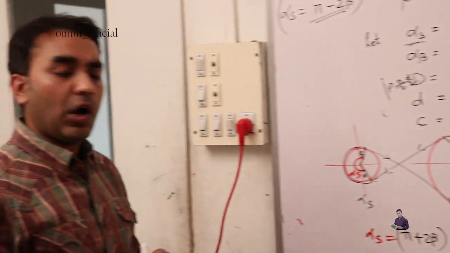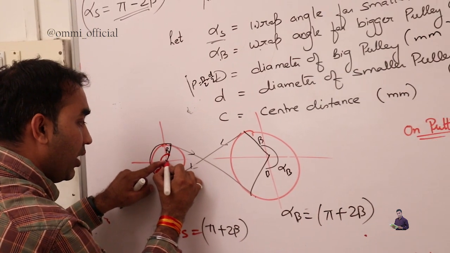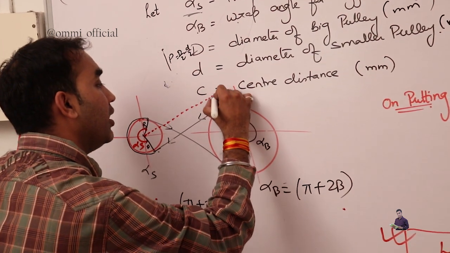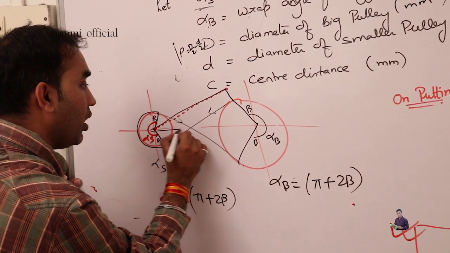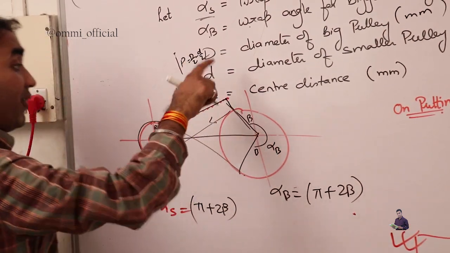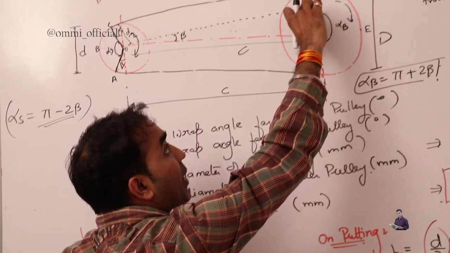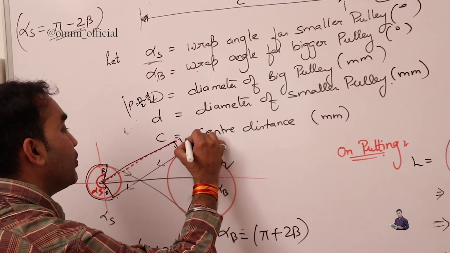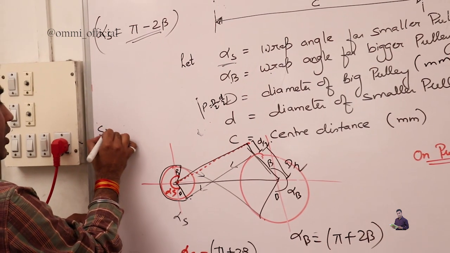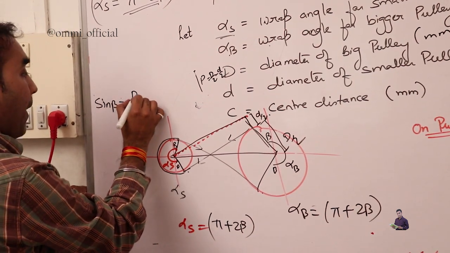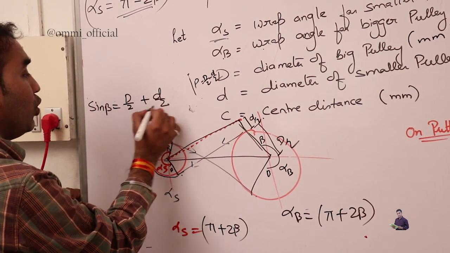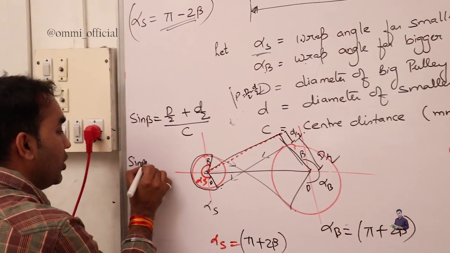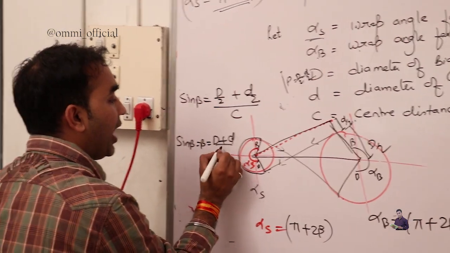One more change we are going to encounter, that we are going to consider one line parallel to this line, and then we make it. So this time we got one triangle something like this. Previously we had this portion D by 2 minus d by 2, but here this is your D by 2 and this is your small d by 2, meaning sin beta should be capital D by 2 plus small d by 2 divided by, my dear friend, C. So the difference is your sin beta should be equal to beta equal to (D plus d) by 2C.